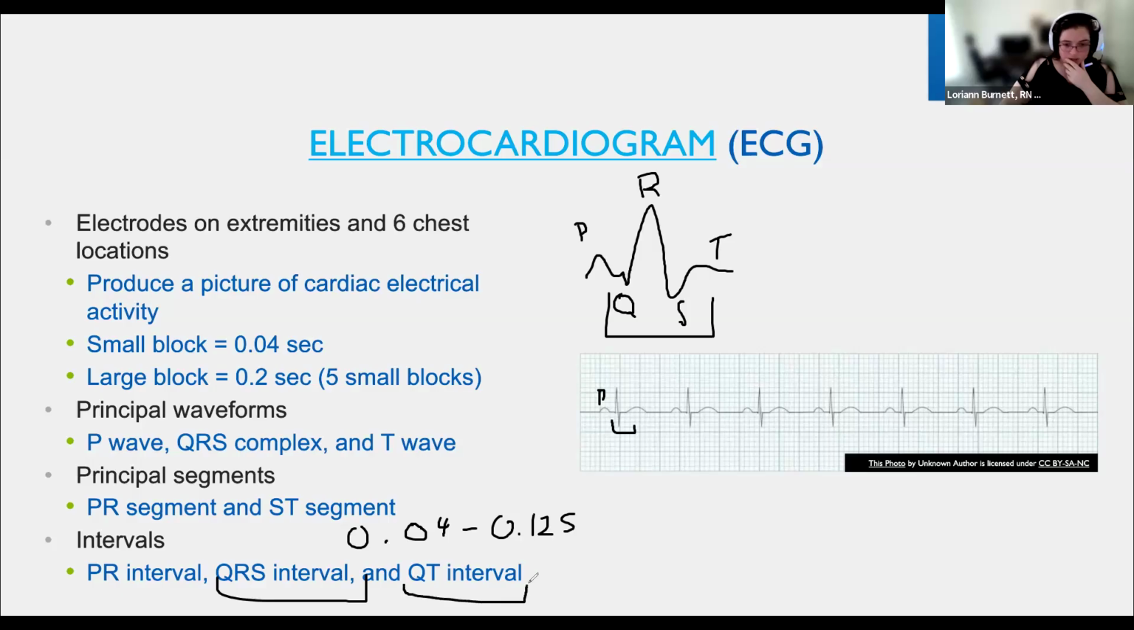The QT interval is from the Q, that's the entire ventricle, the contraction and the reset, and that's from 0.4 to 0.44. So we have a very small range within that. There's one more we're going to talk about a little bit later. Those are the numbers we need to know.